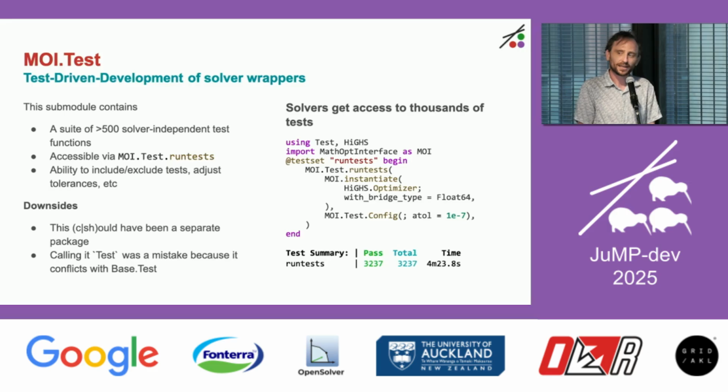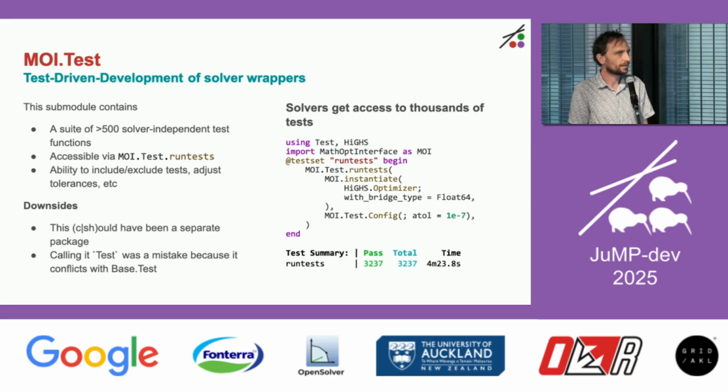There are a couple of downsides to how we did this. The first one is we called it the module test, which conflicts with Base.test. And there are a couple of things I had to change to work around that. So maybe we could have come up with a better name, because inside we have module test and inside using test. And then Julia gets a bit confused about which test we're referring to.